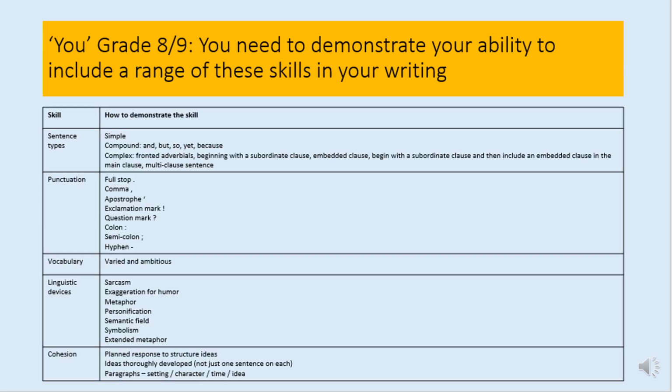You may have also seen this grid, which we suggest would support those aiming for the grade 8 to 9. The addition here is the idea that you might include semantic fields, you might include symbolism, extended metaphor to demonstrate and create imagery related to your idea. And it is really important, that last point there, the cohesion, that your response is planned well and that your planned response then creates a structured response. And your ideas are thoroughly developed, not just one sentence on each or not just superficial.